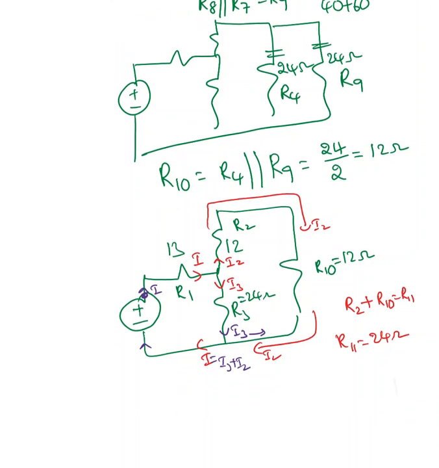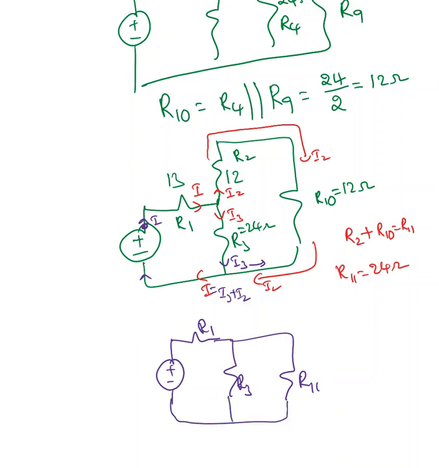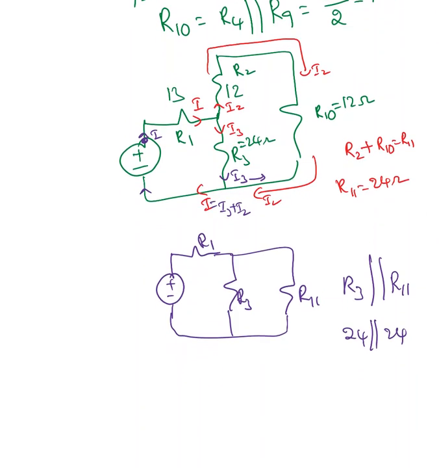Okay, now so that's the reason R2 and R10 are also in series. Okay, so now I have R1, R3, R11. Now here is the total circuit. I can clearly see R3 parallel with R11, which is 24 parallel with 24. We just did that. 24 divided by 2, which is 12 ohms.